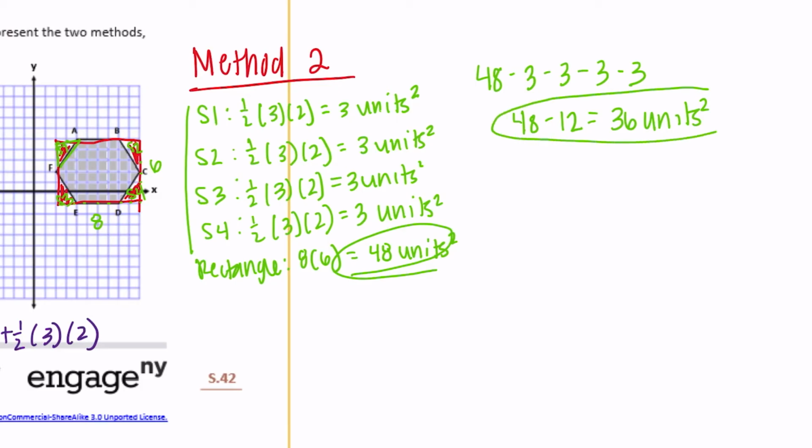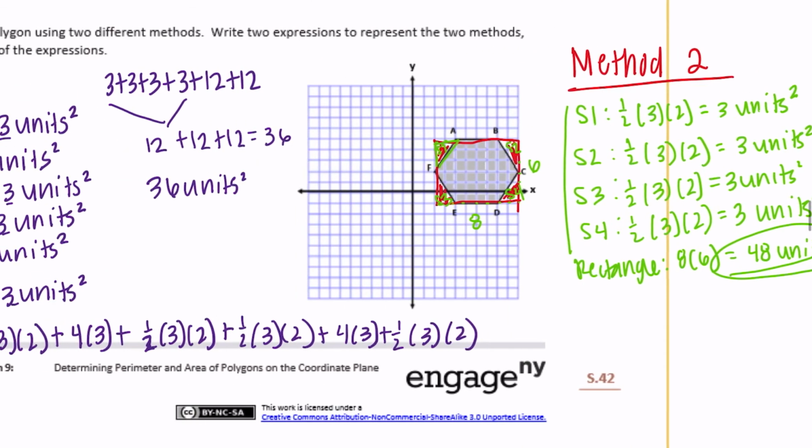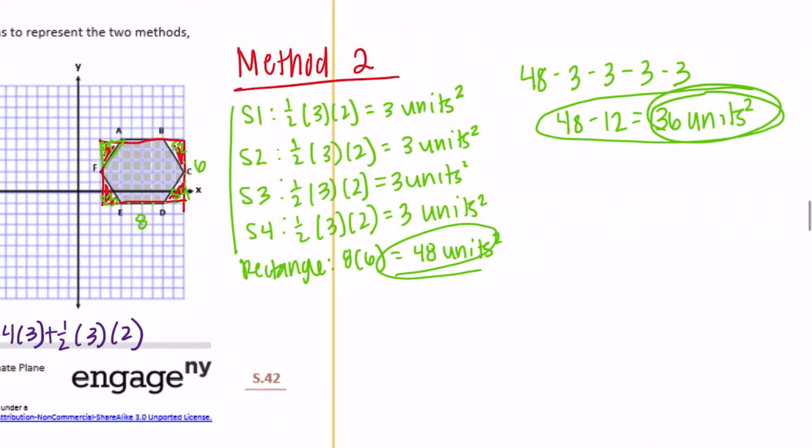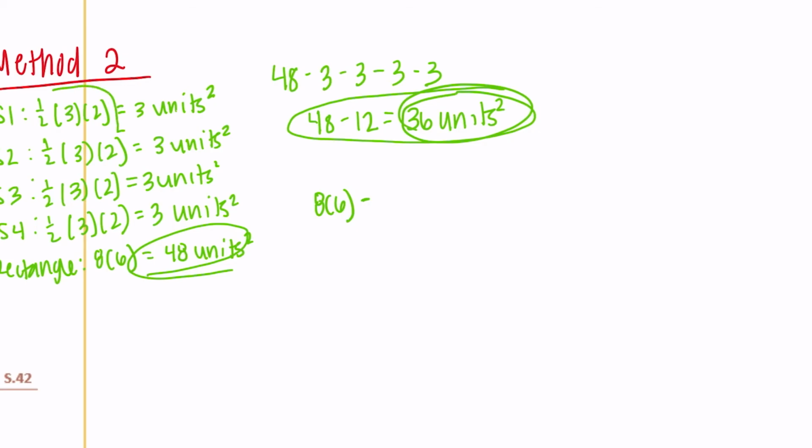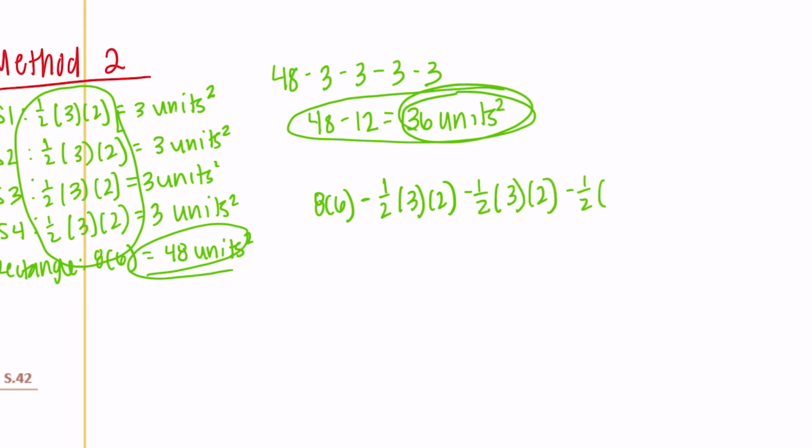So the area of that is 36 units squared, which is good because that's what we got over here as well. So our equation, what we did is we found the area of the rectangle, 8 times 6, and then we subtracted all of these out to find what was left, the hexagon. 8 times 6 minus 1/2 3 times 2, minus 1/2 3 times 2, minus 1/2 3 times 2, minus 1/2 3 times 2. So there is our expression.